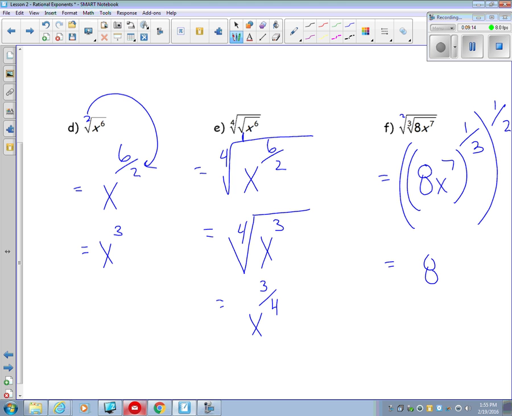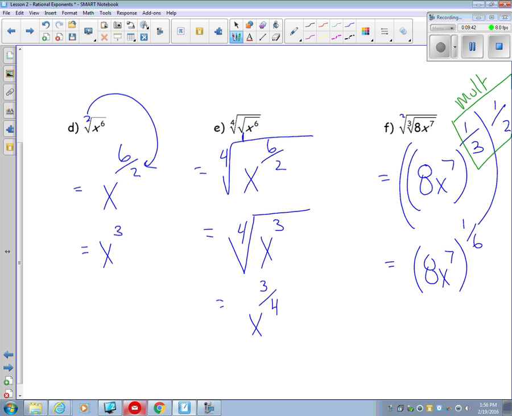8x7 I can't do anything with, because I can't do anything with the 8 and the x7. They're two separate parts. The 1/3 and the 1/2, well, based on yesterday, that's a power to a power, right? And we're supposed to multiply when I do powers of powers. And if you remember anything about fractions, to multiply fractions, you go straight across. So 1 times 1 is 1, and 3 times 2 is 6. And there's your simplest answer that you can make.